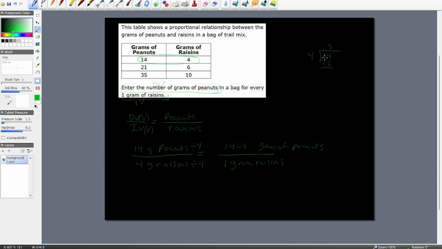We're going to go in decimal world now. So there's a decimal right after this 14, because 14 is the same as 14.0. Subtract this. 4 does not go into 2, so we'll bring down the 0. And 4 goes into 20 5 times. So it's going to be 3.5. 14 divided by 4 is 3.5 grams of peanuts per 1 gram of raisins.